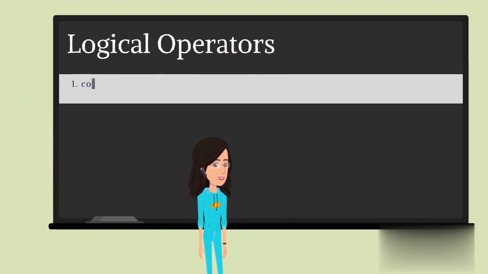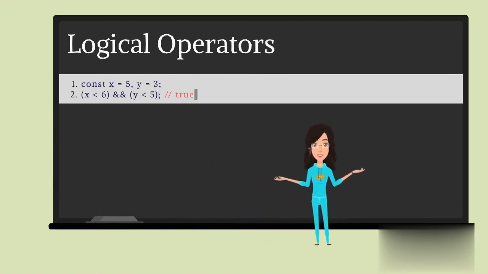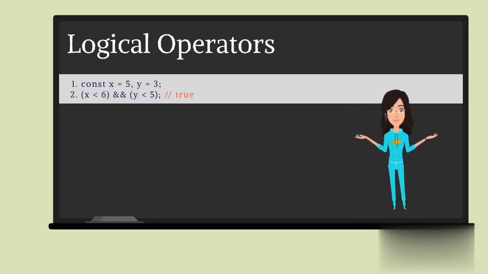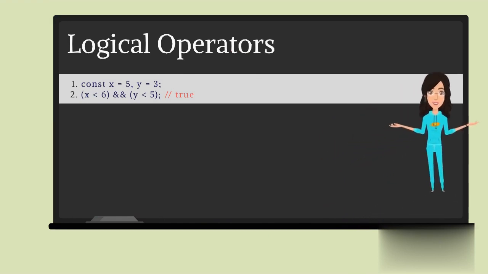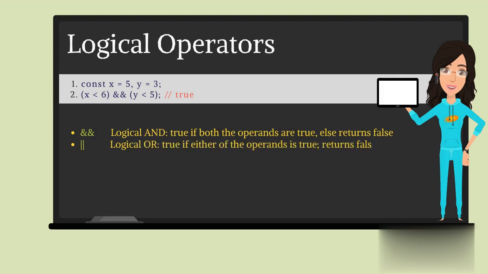Next is the JavaScript logical operator. Logical operators perform logical operations and return a Boolean value, either false or true. For example, you can see on the screen I declare const x equals 5 and y equals 3. There is also a condition. If the condition is passed, then the output will be true, and if not, then false. So if the condition is true, then the output will be true.